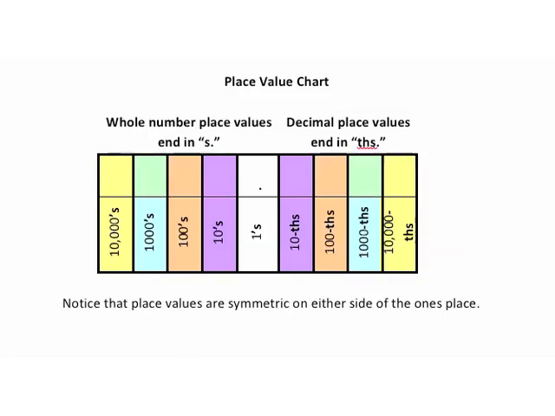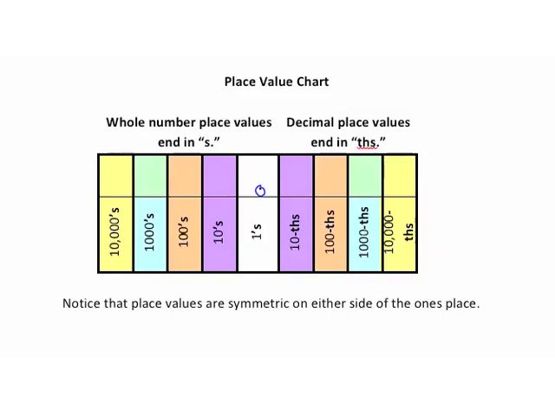Now notice that the place values are symmetric on either side of the ones place. A lot of times students make the mistake and try to use the decimal point as the center of our place value system. That's not the case. It's actually the ones place. And if we move left or right from the ones place, the place values are symmetric.